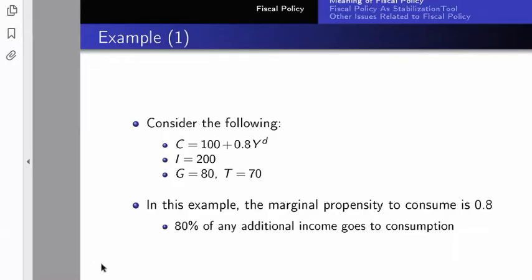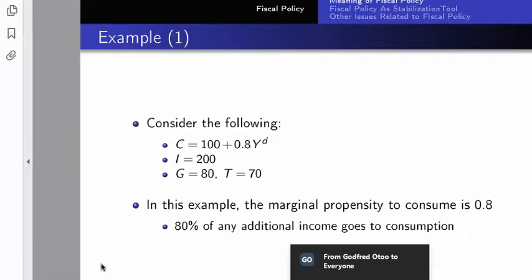Okay. I didn't get what the C was, 100. The 100 is autonomous consumption. I got the 0.8, but you're telling me you don't know what the 100 is. Anyway, I got it. Don't worry. So what is the marginal propensity to consume in the equation? It's 0.8. Okay, so 2 marks for you.